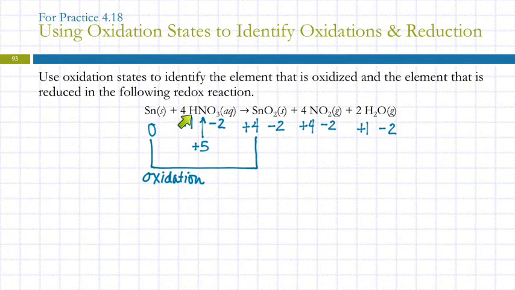And let's see, here's hydrogen, and over here hydrogen's plus 1. So that one didn't change at all, so we could just kind of ignore him. Here's nitrogen plus 5, and there's nitrogen plus 4, so that's different. Is that oxidation or reduction? That's a reduction because it went from plus 5 to plus 4. It got reduced, right?